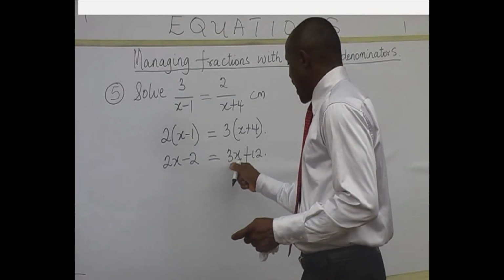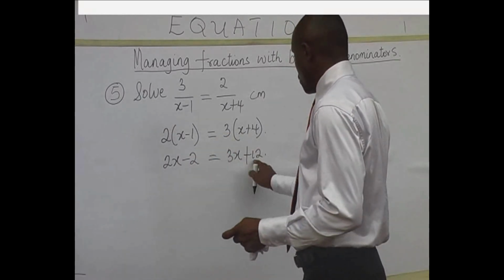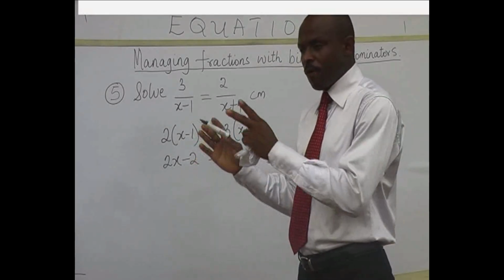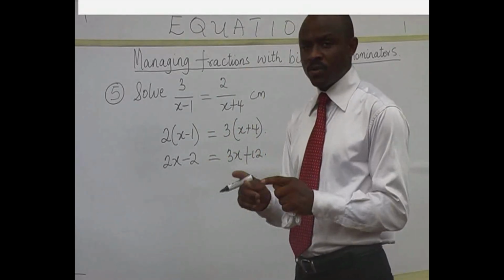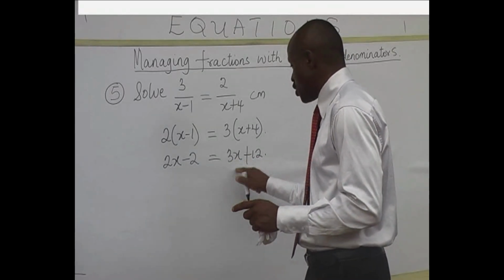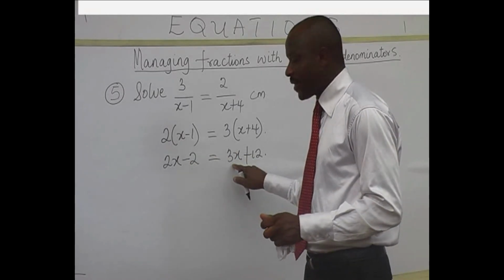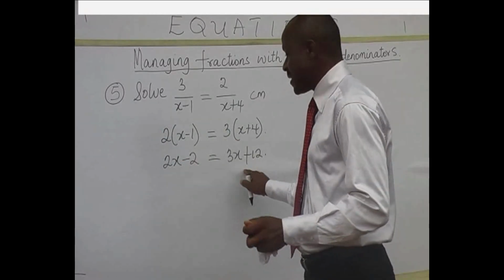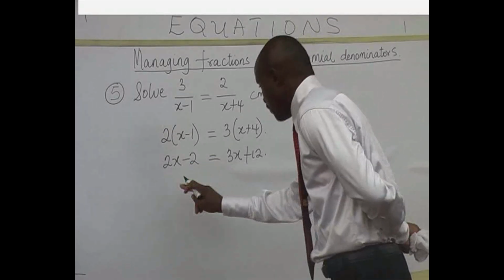Bring 3x to the left hand side of the equation and take minus 2 to the right hand side. Remember, whenever you are moving a term from one side of the equation to the other side, the sign of that term will change to the opposite. For instance, if you are to move 3x from the right hand side of the equation to the left hand side, this 3x will change to minus 3x. Likewise, if you are to move minus 2 from the left hand side of the equation to the right hand side, minus 2 will change to plus 2. That is exactly what we are going to do now.